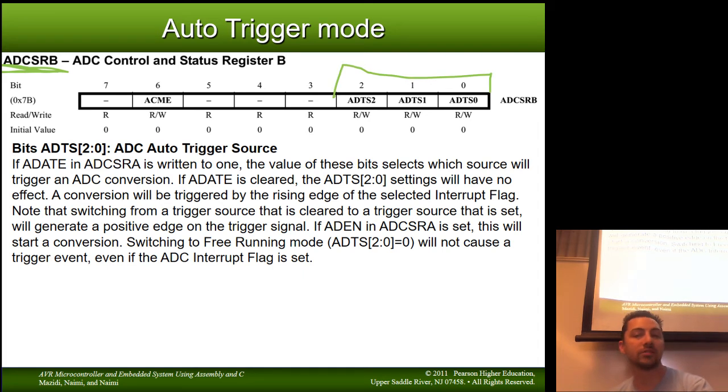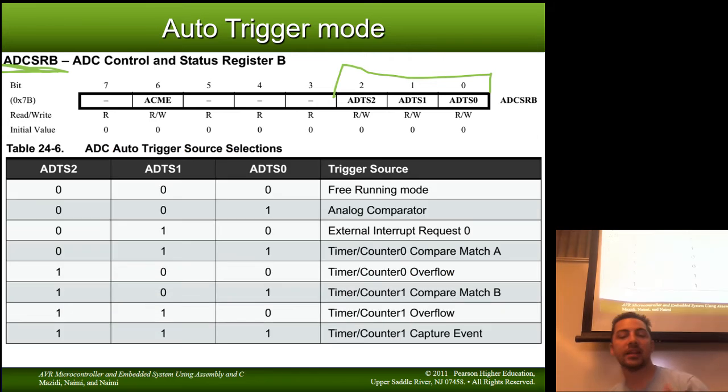Trigger source. There are 8 things that can actually automatically cause the ADC to start a conversion. The easiest one to understand is free running mode. Free running mode, just as soon as one conversion is done, it'll start the next conversion. It's just always going. This is the fastest conversion possible. That is as fast as you can go. There's no processor overhead. It will just keep converting.